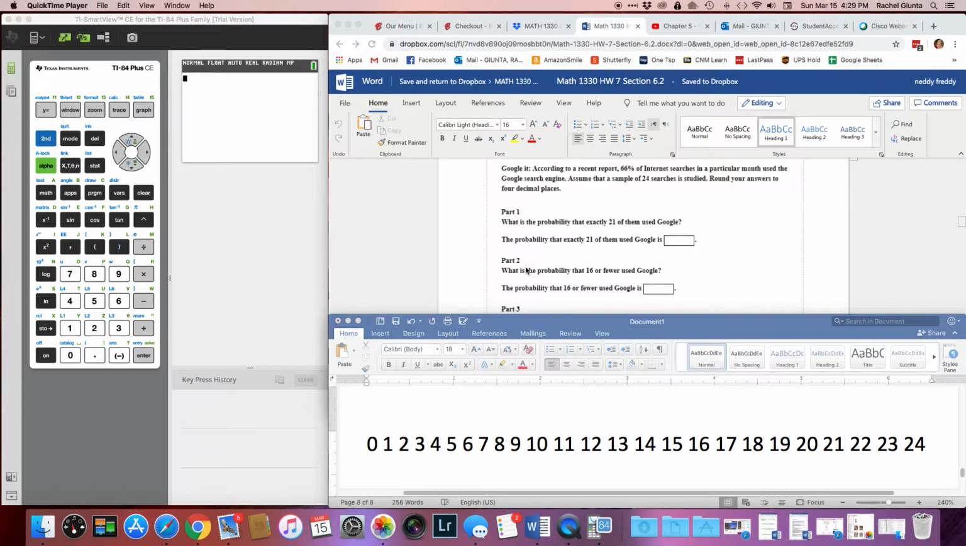This is section 6.2, example 2, and here we're going to use the keyword "some number or fewer." So "or fewer" is the keyword here. If it says "or less," that's the same thing.